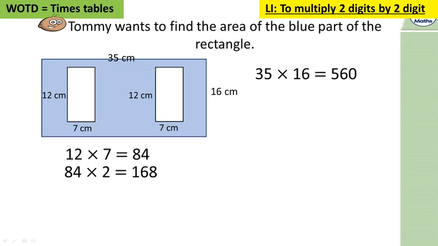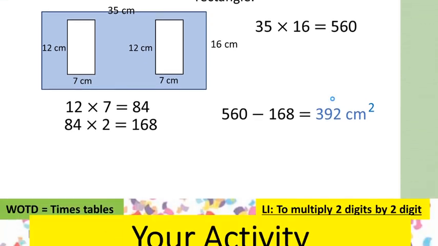What do you think you need to do now? You had an area, if they weren't cut out, of 560 centimetre squares. However, you've cut out something that's the size of 168 centimetre squares. So you could say you've taken away 168 from the full area. What is your calculation? Well done. If you said it should be 560 take away 168, and if you work that out using your column method, you will get 392 centimetres squared. Very well done if you got that.